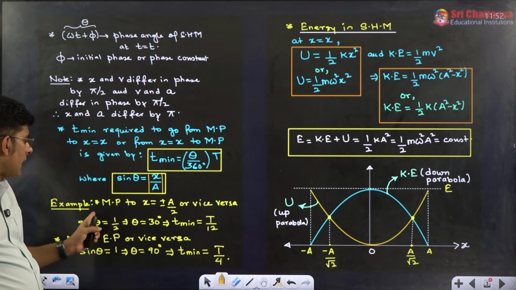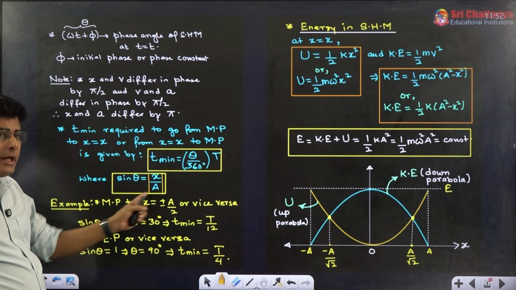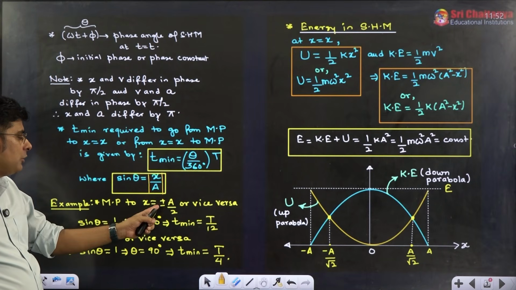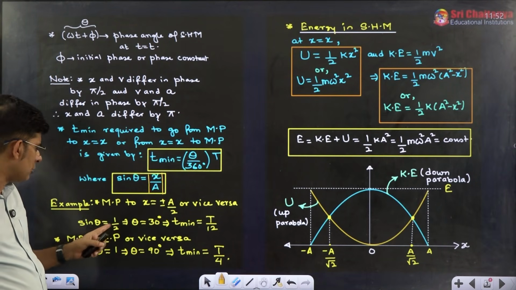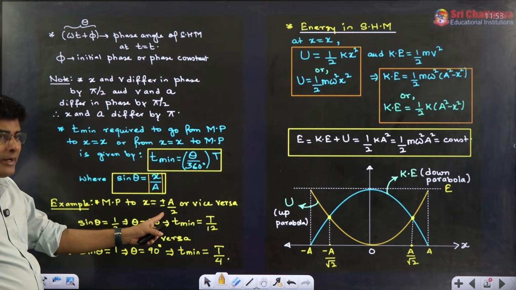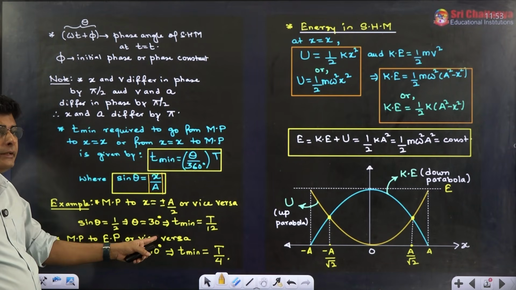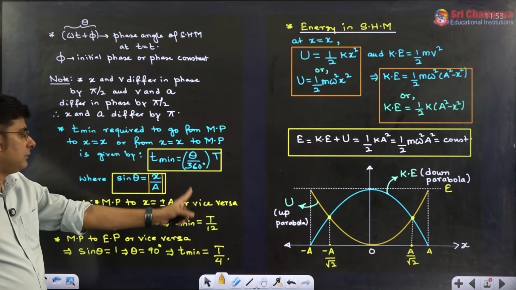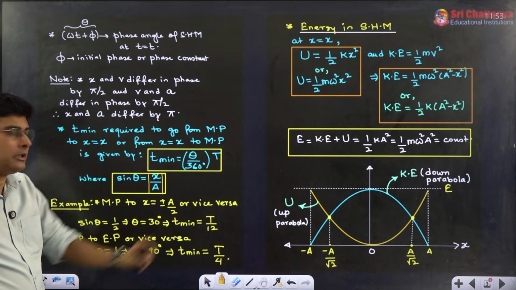So when you are going from mean to a by 2, or a by 2 to mean, or from mean to plus a by 2 or minus a by 2, whatever you go, sin theta will be how much? 1 by 2, because a by 2 by a will become 1 by 2. So 1 by 2 means theta is 30 degrees. So what is the minimum time? 30 by 360, 1 by 12, so T by 12.